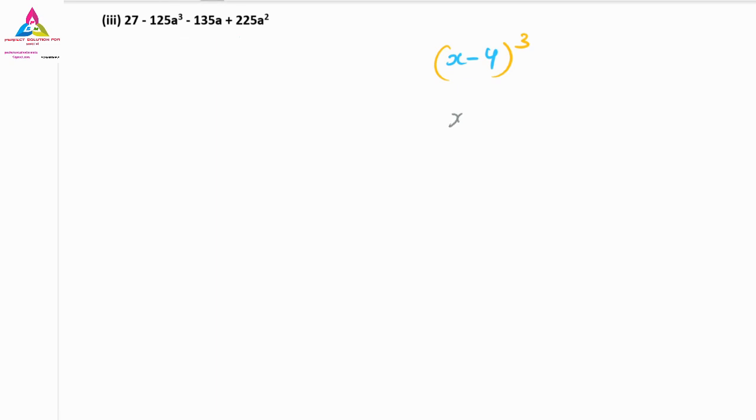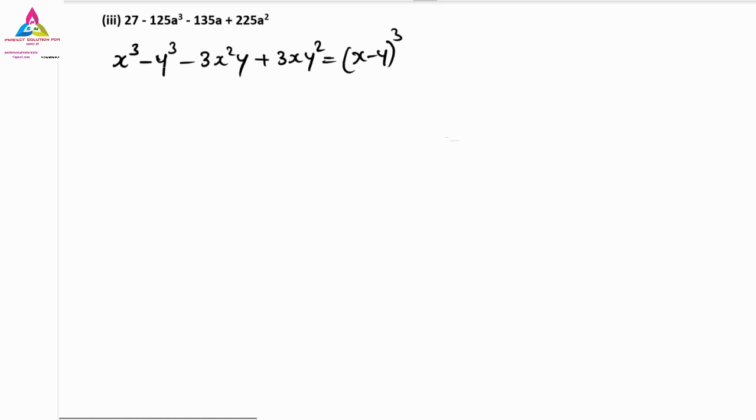If it is a square, for example x minus y the whole square, then the highest power must be 2, but here we have the highest power as 3. So it is in the form of x minus y the whole cube, not x minus y the whole square. So we have to write x cube minus y cube minus 3x square y plus 3xy square, that is equal to x minus y the whole cube. This is the formula we have to write down. So here it is clear.